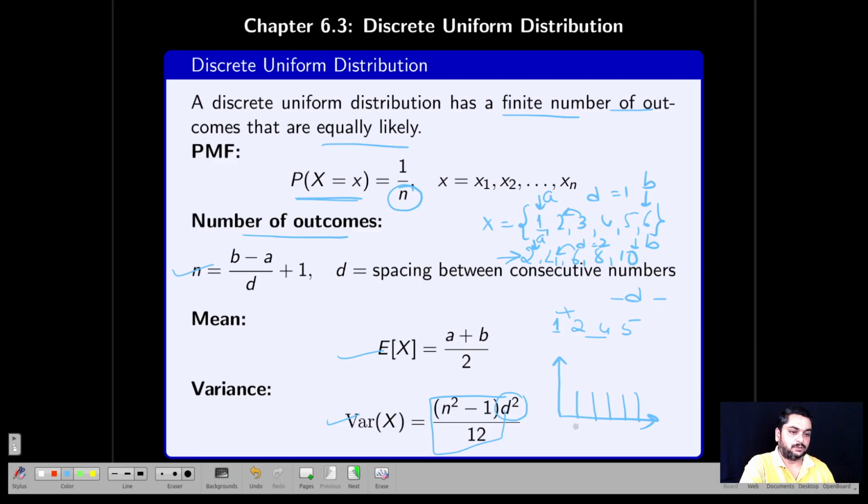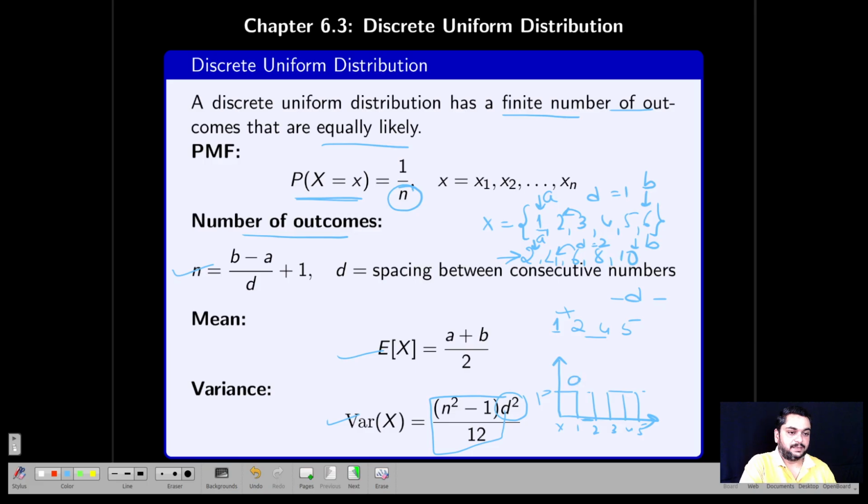Right? This is how you plot histograms. This is x equal to 1, 2, 3, 4, 5, 6. They are equally probable. Probability is the same for all, and they are evenly spaced. So that is where you can apply the discrete uniform distribution.